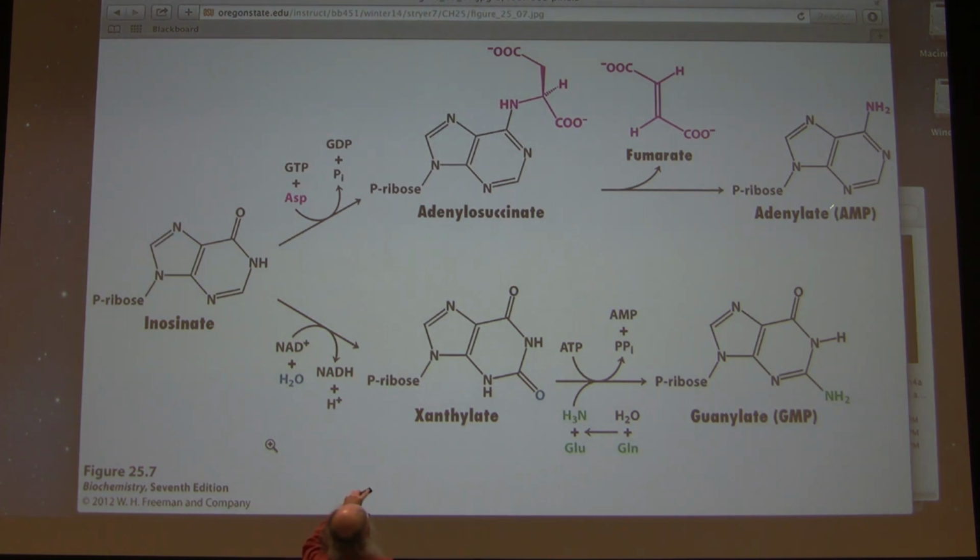Because when it gets to here, a lot of AMP is going to turn off this top pathway and activate the bottom pathway. Similarly, if I have lots of GMP, the same thing happens. PRPP amidotransferase is turned down. A small amount of IMP is made. But GMP will inhibit its own synthesis, so that'll be used to make AMP. Very cool, very clever scheme. Cells are balancing AMP versus GMP. Very, very cool. Yes?